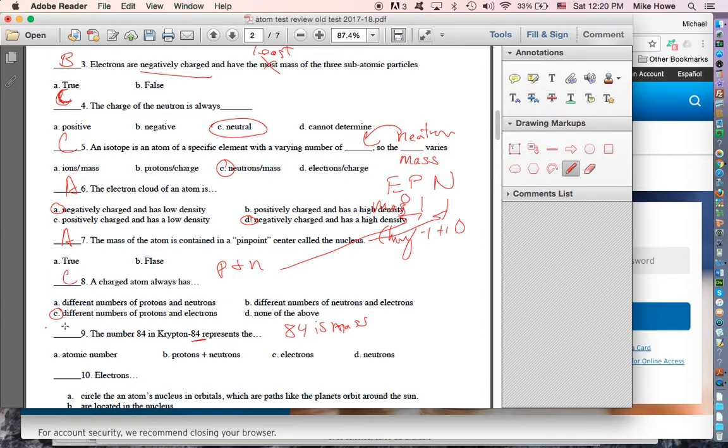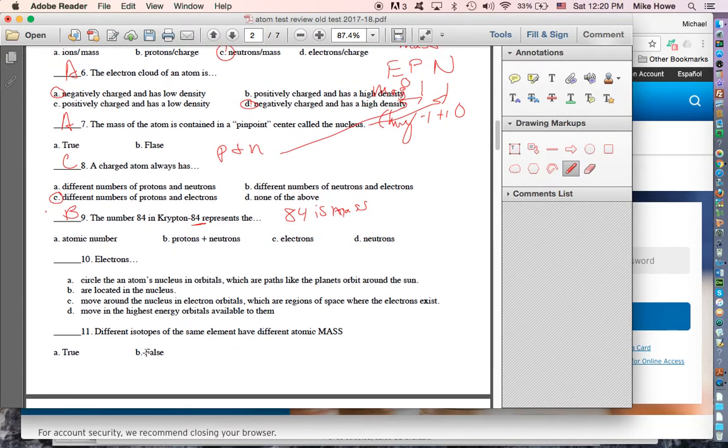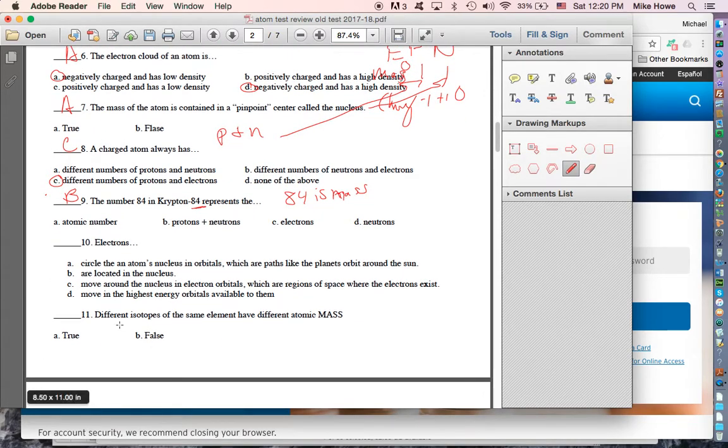Okay, so that'd be B, protons and neutrons. Atomic number, number 10, electrons. We had this model of atoms, like they go in circles. They don't really do that. What they do is they travel in regions in space. One's a sphere, one's an orbital, a pea dumbbell shape like this. Remember the peas? So the bottom line is that electrons move around the nucleus in orbitals, which are regions in space where the electrons exist.